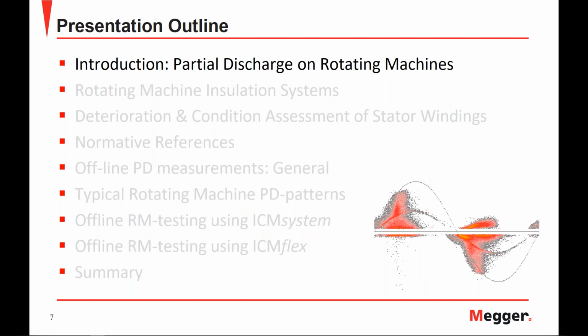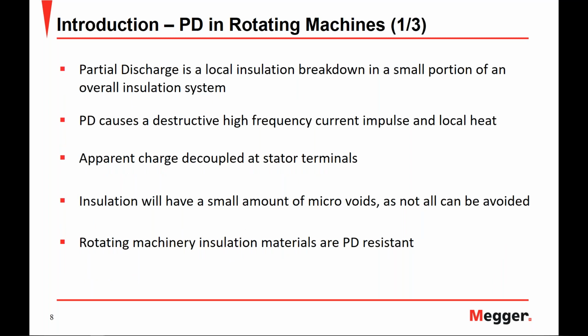Starting with our introduction to partial discharge on rotating machines. Partial discharge is a local insulation breakdown of a small portion of the overall insulation system as a result of the influence of an electric field. If your electric field surpasses the dielectric strength of your insulating material, you could potentially have partial discharge activity. And it's due to the electron avalanche that's caused by the required accelerated free electron in this electrical field that results in a destructive high-frequency current impulse and localized heating.